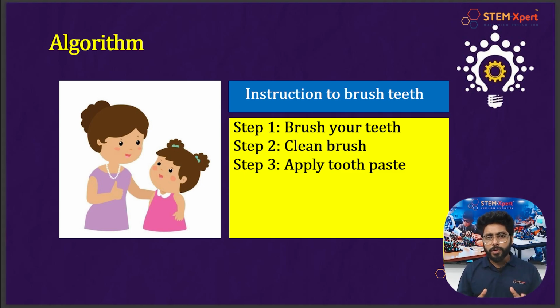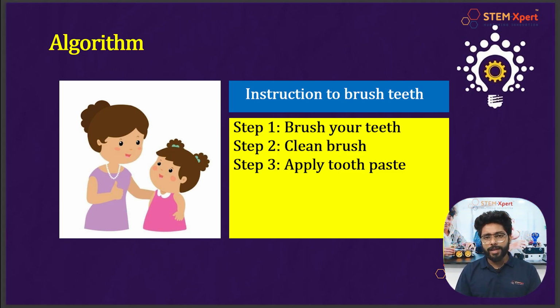If you are doing a task, you will undergo different steps in it, right? So if you want to tie shoes, or make something, or cook something, you have to undergo certain steps. That's how you can complete the process. By doing step-by-step processes, you can complete the task. So this is what an algorithm actually is. Here you can see that there is a mom giving instructions to her child to brush her teeth.